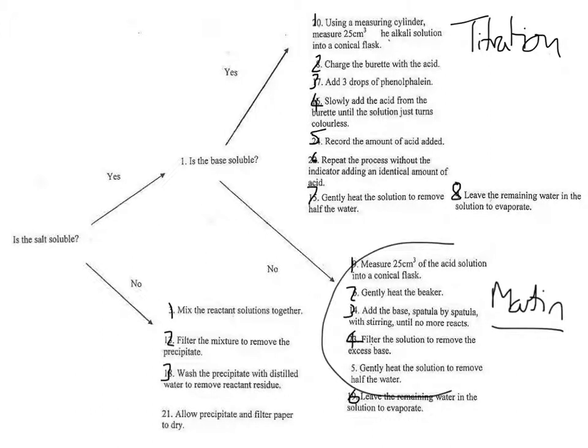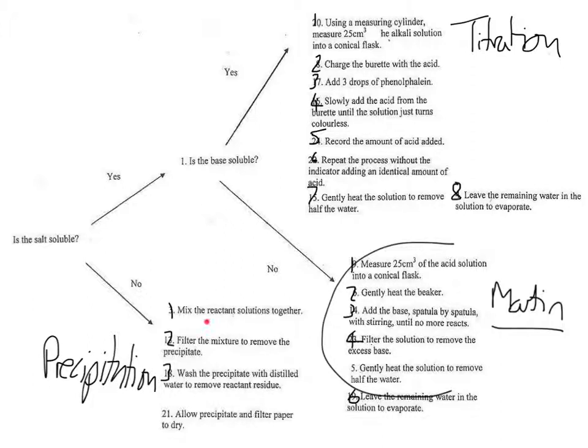Now, the third method we haven't talked about is down here. If the salt is not soluble, you choose this method. This method was the precipitation method. I think it's the method that appears in the first video I did. A precipitate is a solid which appears when two liquids are mixed.